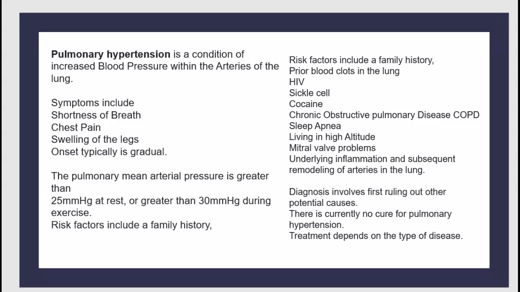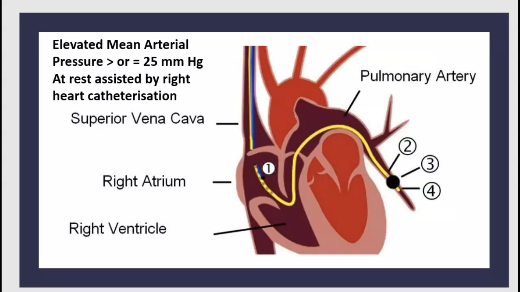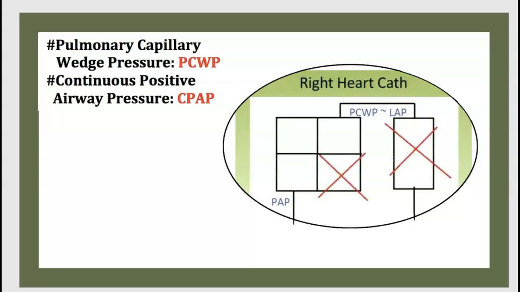Diagnosis involves first ruling out other potential causes, and there is currently no cure for pulmonary hypertension. Treatment depends on the type of the disease. Elevated mean arterial pressure over 25 mm of mercury at rest, assisted by a right heart catheterization. PCWP, pulmonary capillary wedge pressure; CPAP, continuous positive airway pressure.